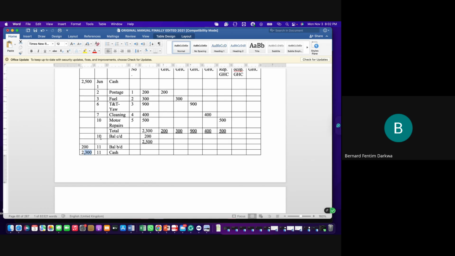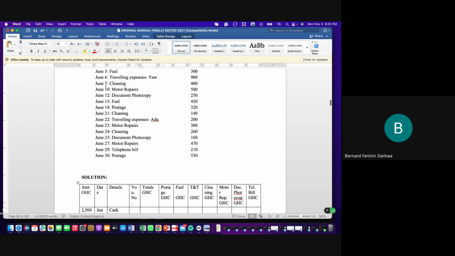The next day. So you see, the last transaction is what? 10th. So on the 10th, that is when you have to do the balance CD. You see, when you record it, the total is 2,300. But you cannot record the next. You have not finished. Look at the dates. You say you are recording up to the 30th June. But when you record up to the 10th, the money has finished. So you have to extract balance CD.